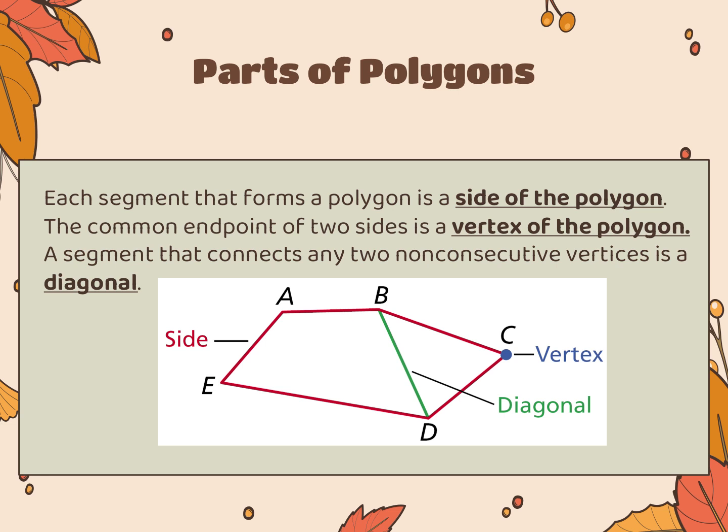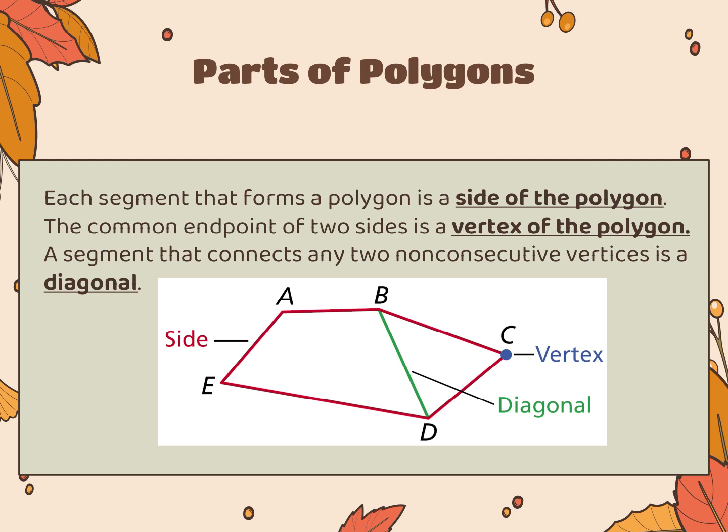So just like triangles have 3 vertices, same thing for the polygons. So the vertices are going to be the common endpoints of 2 sides. The sides of the polygons are going to be the segments that form the polygon, and then a segment that connects any 2 non-consecutive vertices will be called a diagonal.